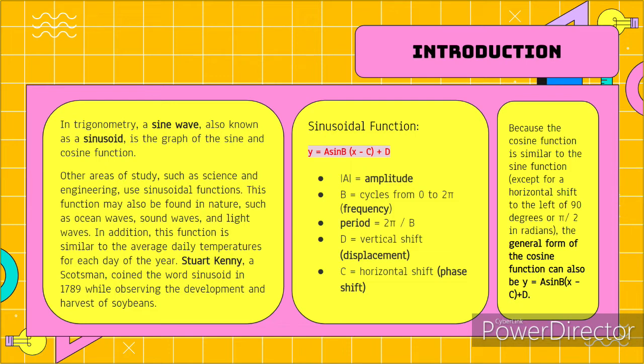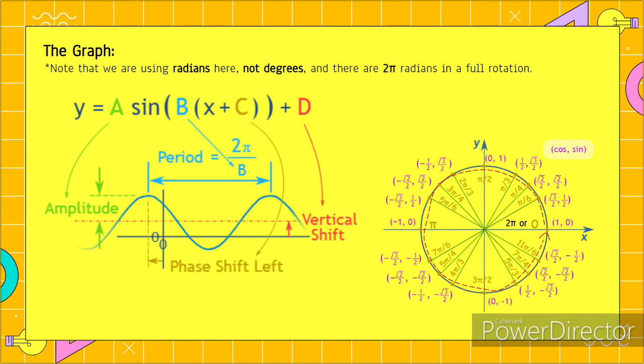Any cosine function can be written as a sine function. The picture on the left is an example figure of what a sinusoid looks like with the corresponding parts. Note that in this topic, we are using radians, not degrees, and there are 2 pi radians in a full rotation. Refer to the pic on the right.